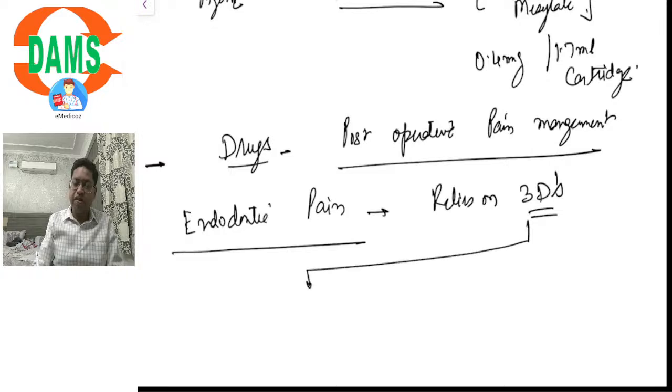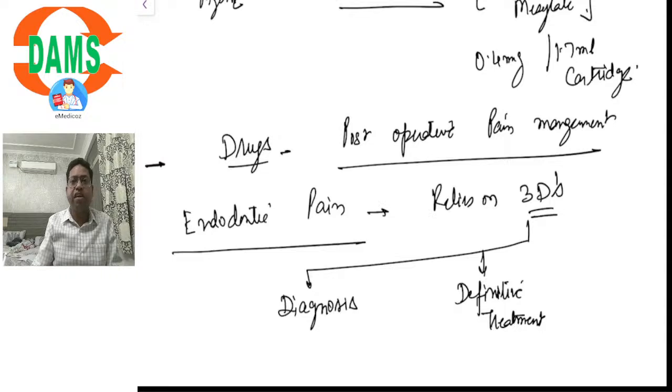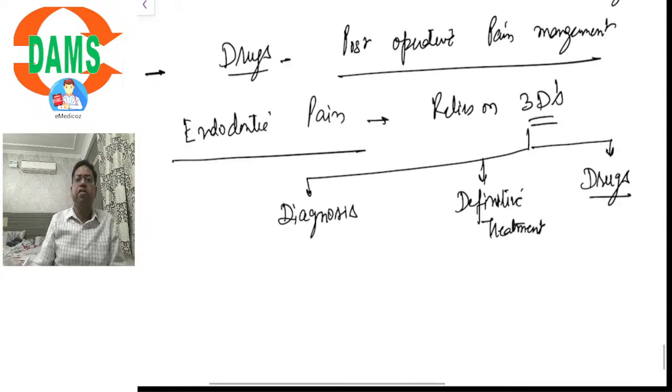What does D stand for? Firstly, there should be an accurate diagnosis. We have to accurately diagnose the clinical situation. Then, definitive treatment, like doing root canal, etc. And the third D of endodontic pain control includes the use of drugs, different types of pharmacologic agents that can be given orally or parenterally to the patient to manage the pain. What are the drugs that are given related to the pain management?